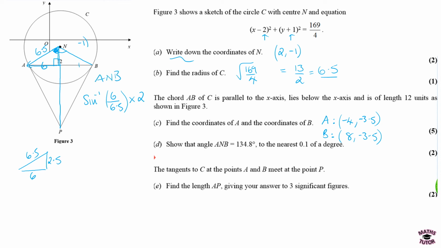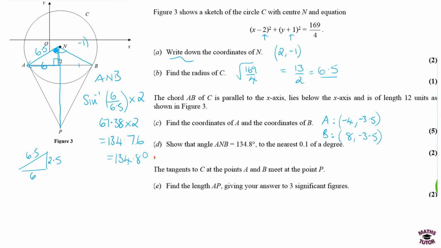So inverse sine of 6 over 6.5 comes out to be 67.38 times by 2 is 134.76, which is 134.8 degrees. Now in part E, find the length of A to P.